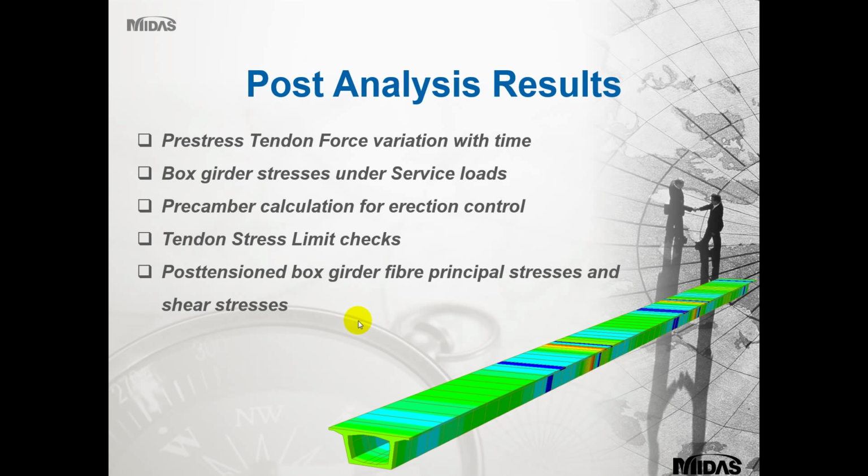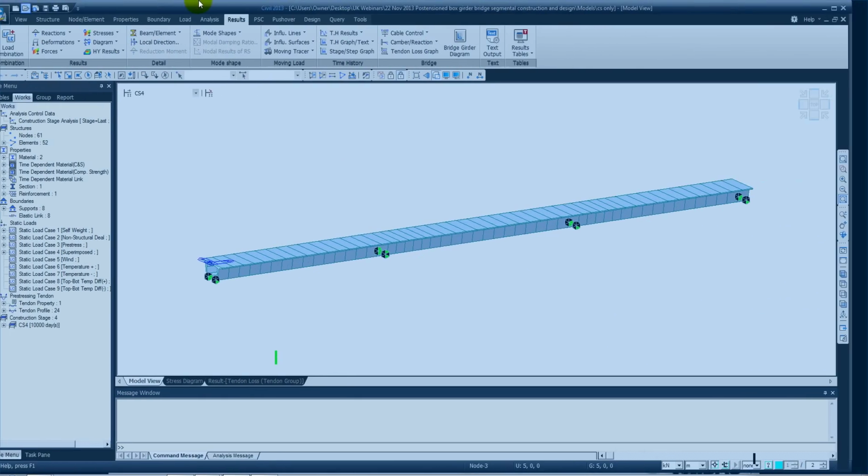So we just look at the post-analysis results. I just want to take you through what we're going to cover. We're going to look at the prestressed tendon force variation with time, and then we'll look at the box girder stresses under the service loads. We'll look at the pre-camber calculation for erection control, and then we'll look at the tendon stress limit checks and the post-tension box girder fibre principal stresses and shear stresses. We'll just go straight back into the software and show you it there.